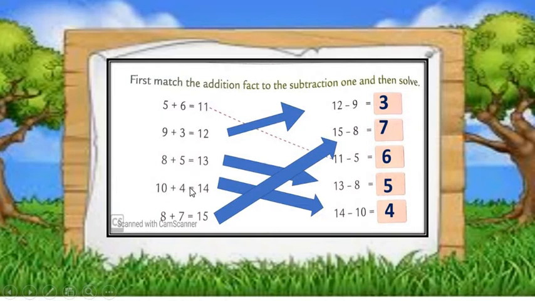10 plus 4 is equal to 14, will match with 14 minus 10 is equal to 4. 8 plus 7 is equal to 15, will match with 15 minus 8 is equal to 7.